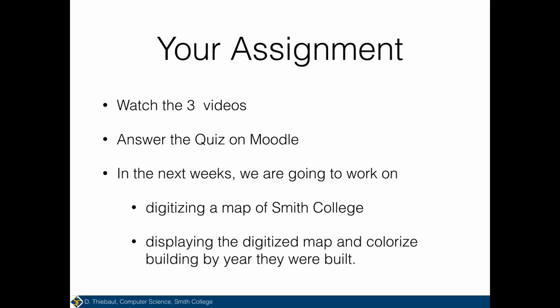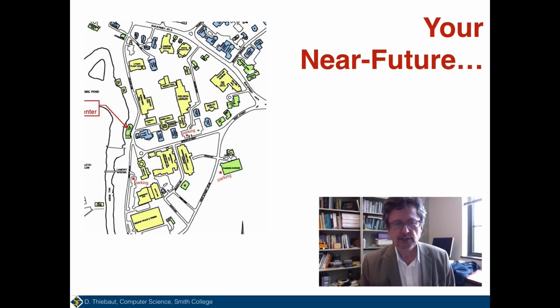And then in the next weeks, we're going to work on maps and how to digitize maps and how to represent maps, how to store them. So to give you a little bit of a heads up on what we're going to be doing, we're going to take a map of Smith, and this is just a map that I've taken from one of the Smith web pages. There's probably better ones, so if you find a better one, I'm happy to change that and use a better map of Smith.